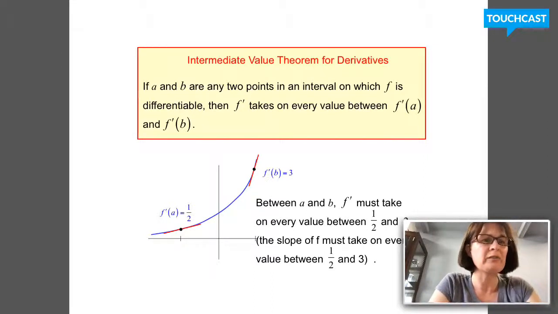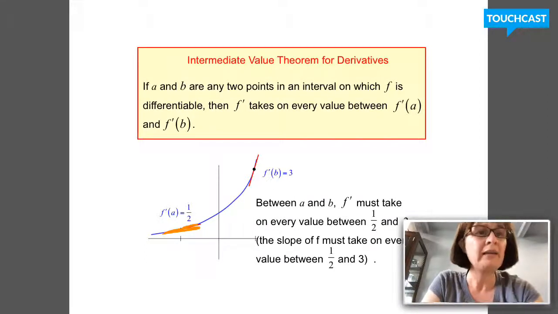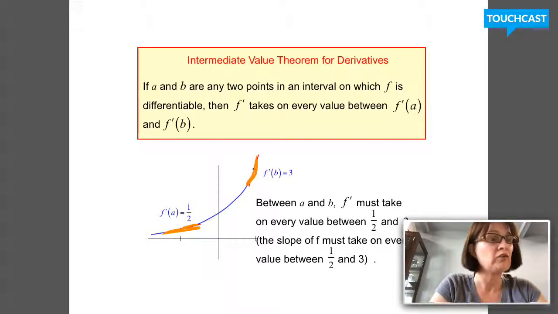If I happen to know there is a function f, and here at a, it had a slope of 1/2, so f prime of a is 1/2. And here at point b, where x equals b, it has a slope of 3, so f prime of b is 3. Then somewhere between a and b, this function must have a slope of anything between 1/2 and 3.